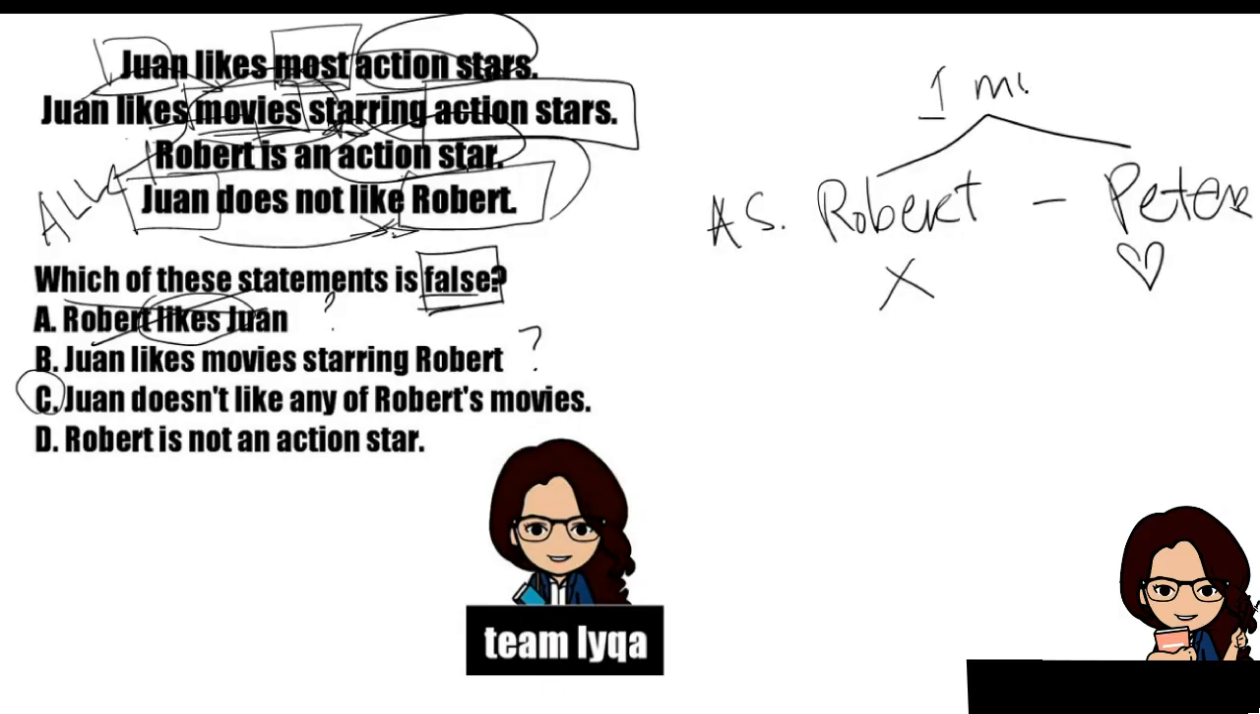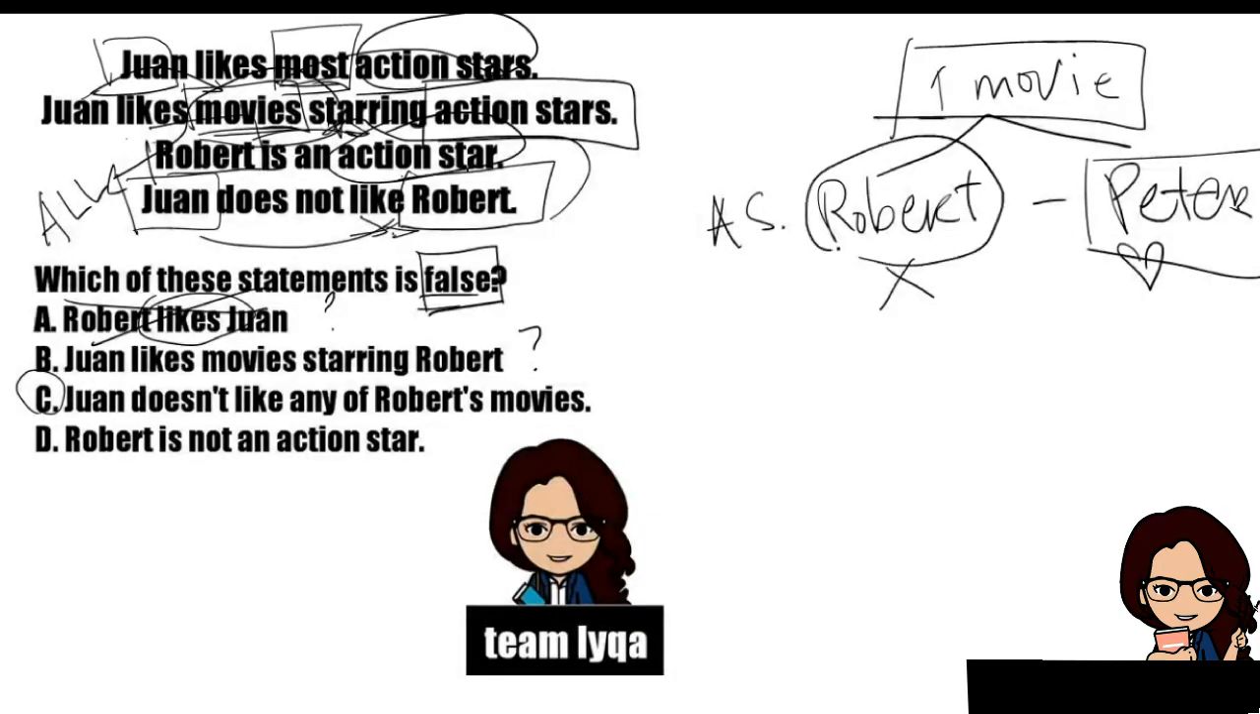Okay? Ibig sabihin ba nun, okay, na, kasi nakalagay dito, one likes movie starring action stars, at gusto niya si Peter, gusto niya tong movie na to, okay? At dahil lang nandun si Robert, ayaw niya na, okay? So, hindi yun totoo. So, may possibility na gusto ni Juan yung isang pelikula nandun si Robert, kahit hindi niya gusto si Robert. So, again, this is something we cannot be sure of.